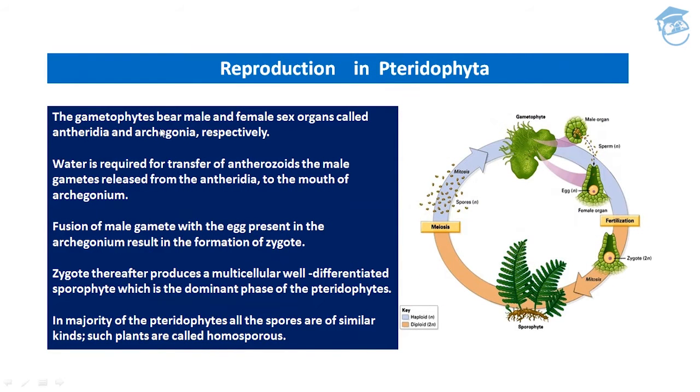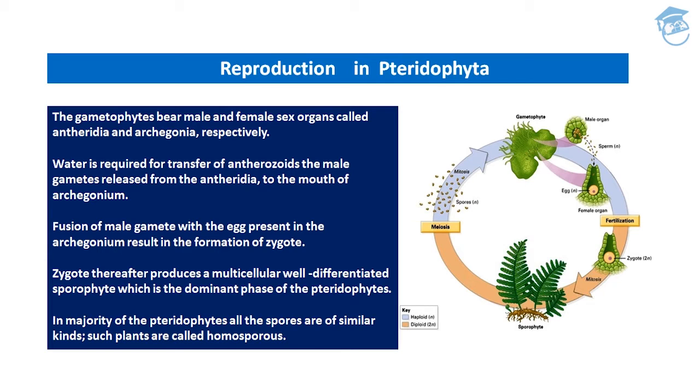The gametophyte bears the male and female sex organs, which are called antheridia and archegonia respectively, and water is required for the transfer of the antherozoid, the male gamete released from the antheridia, to the mouth of the archegonium. Fusion of the male gamete with the egg present in the archegonium results in the formation of the zygote, as I've just shown you, and from the zygote the embryo is formed. Okay, so this is the life cycle of pteridophytes, and that embryo, or the zygote, thereafter produces a multicellular, well differentiated sporophyte, which is the dominant phase of pteridophytes.